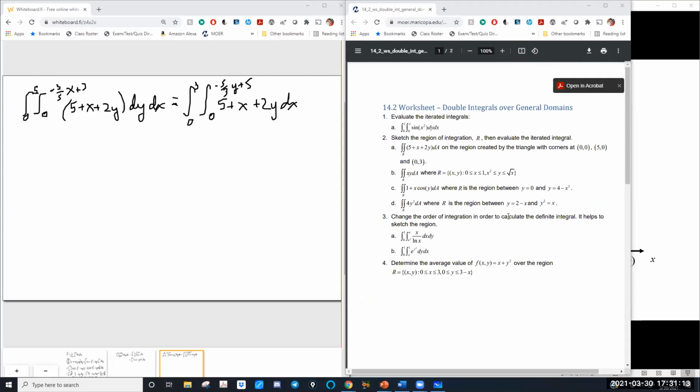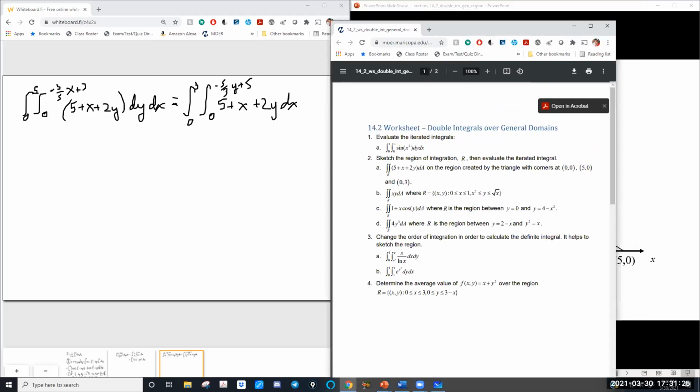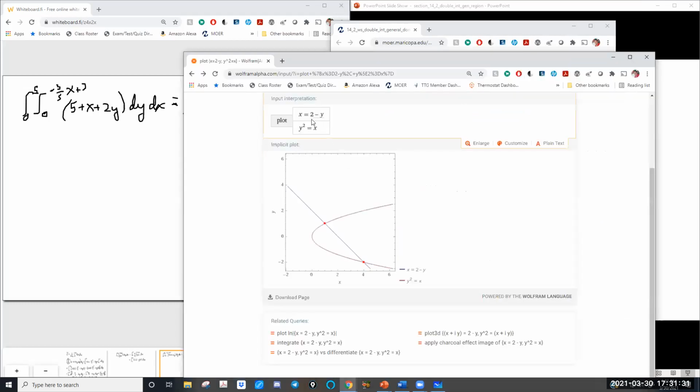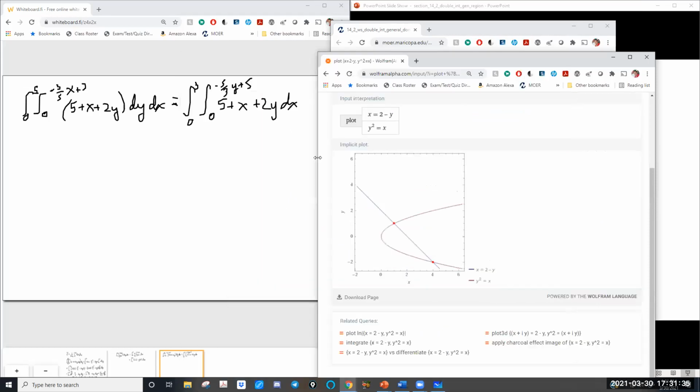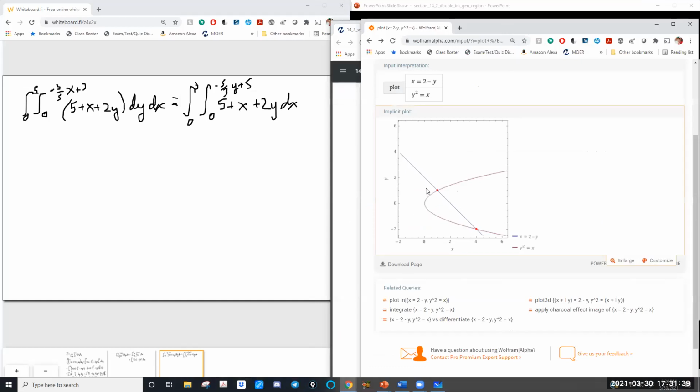Guys, one of the things you're going to want to do is plot your region either by hand or using a plotting program. So what does this look like plotted? What I did is I went ahead and solved it for x so I could plot it. So here's the plot of our region.